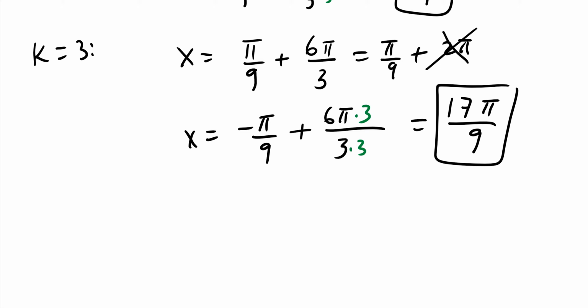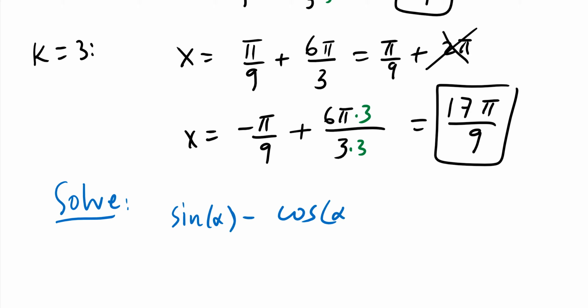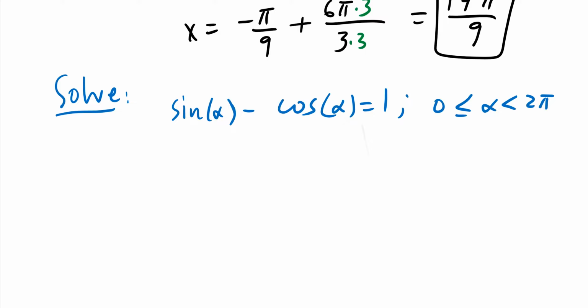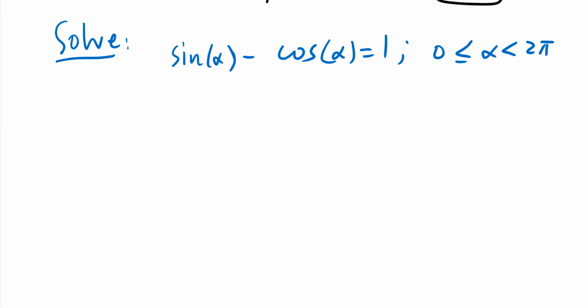Next one. So what about if we're asked to solve, let's say, sine alpha minus cosine alpha equals 1 and alpha between 0 and 2 pi. So you might say, wait, this looks like a problem we did in the previous section. Yes, in the previous section, instead of 1, I put 0, something similar. And it was easier to solve by squaring both sides.